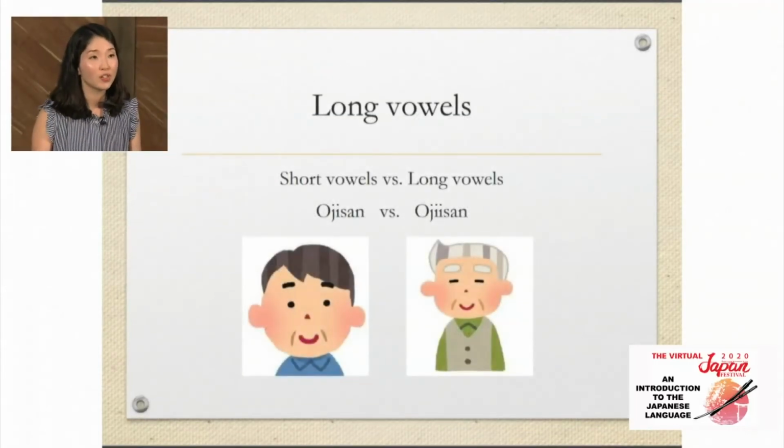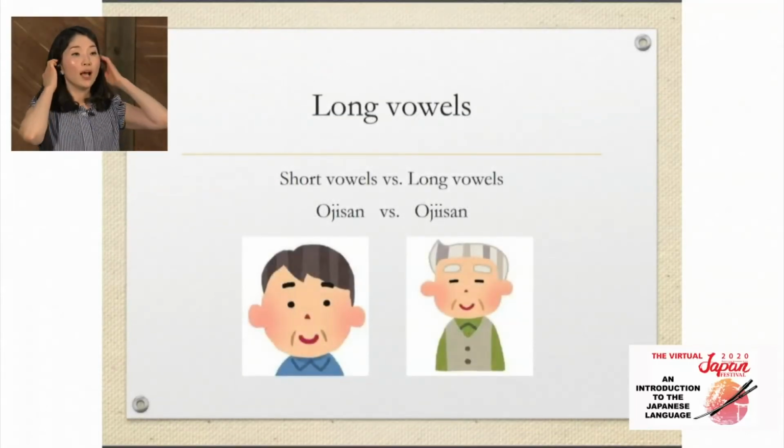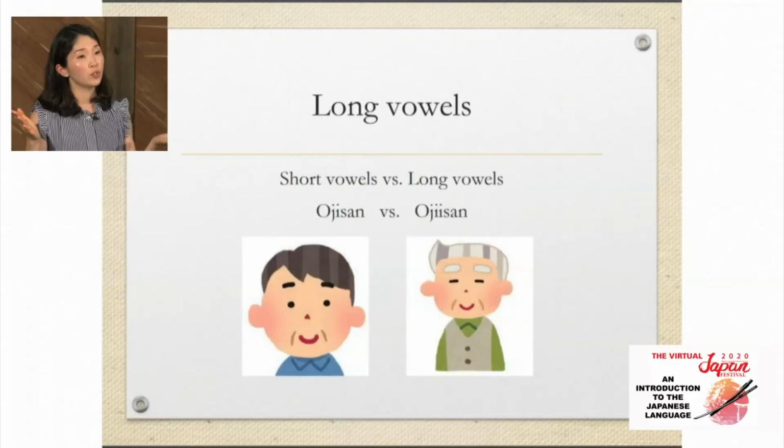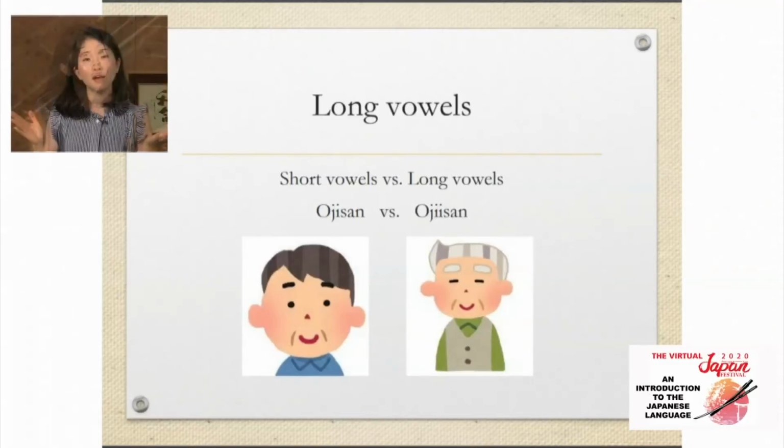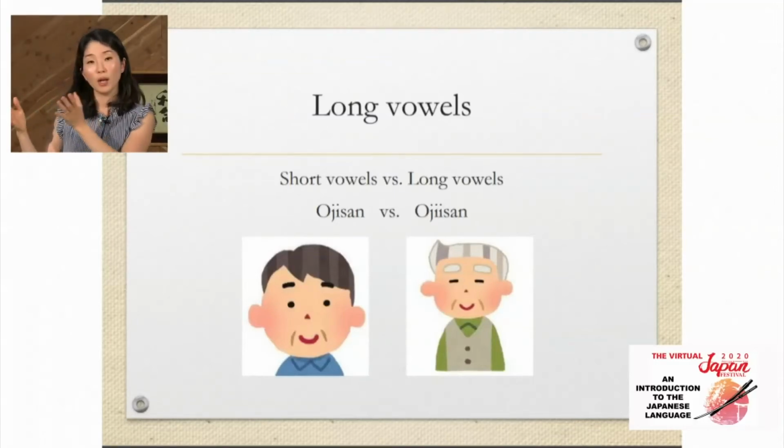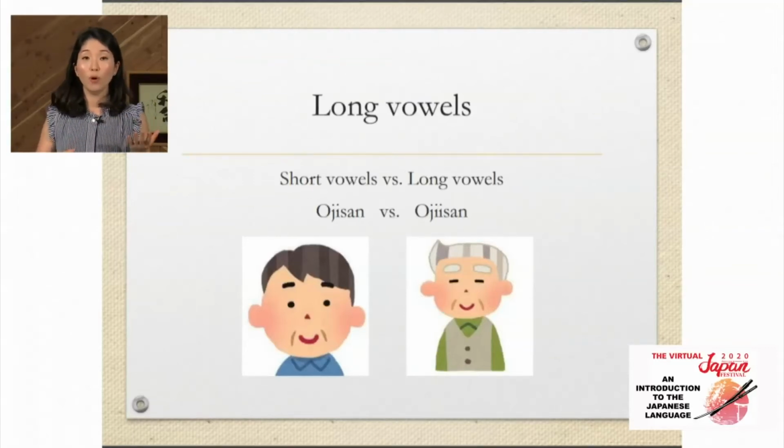Okay, now lastly, let's talk about long vowels. Now we have in Japanese short vowels and long vowels. It's very important to differentiate those two because a word that contains a short vowel has a different meaning from a word that contains a long vowel. For example, with a short vowel, ojisan means an uncle. With a long vowel, ojiisan means a grandfather.